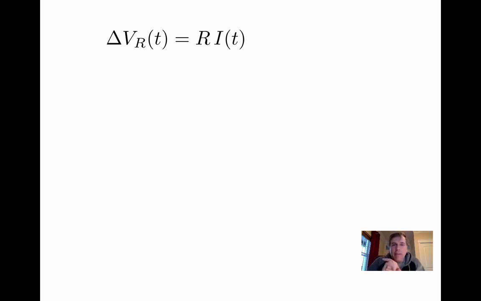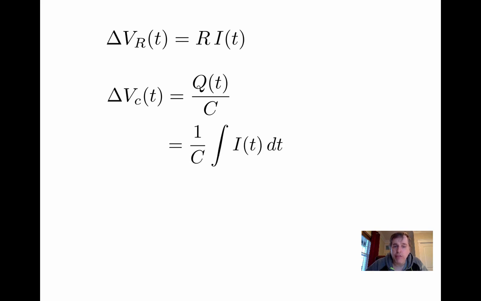Now we have three types of components: resistors, capacitors, and inductors. For resistors, we have Ohm's law. The voltage across the resistor is proportional to the current, right? For the capacitor, we have delta Vc is the charge over the capacitance. Now, notice that we can also relate this to the current, because the charge is the integral of the current with respect to time. So this equation we can write in that form. That's exactly the same equation. We have that this part here, the integral of I times dt, this is just Q of t, the charge accumulating on the plates of the capacitor.